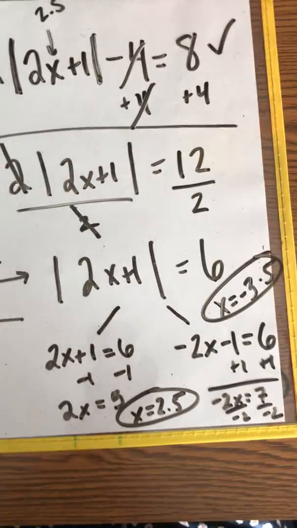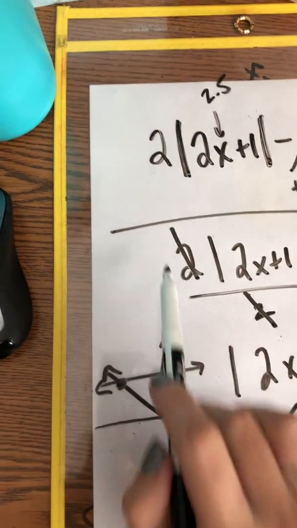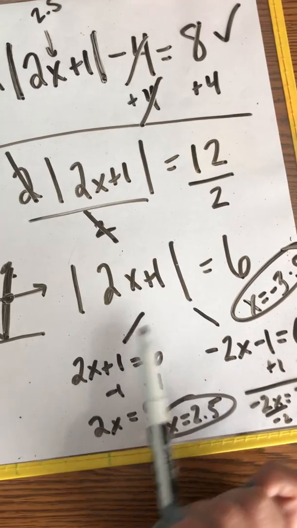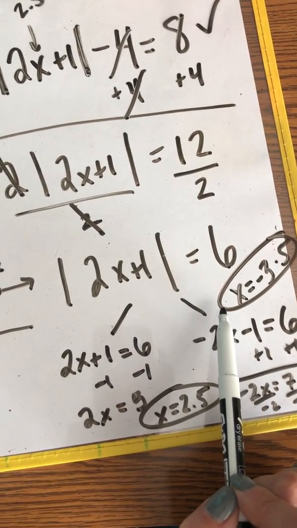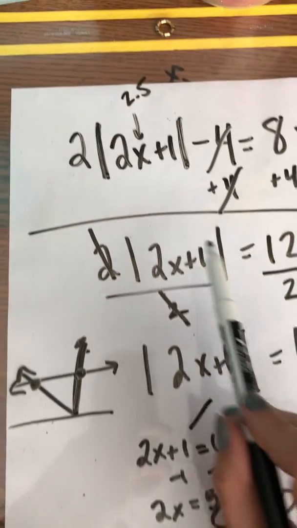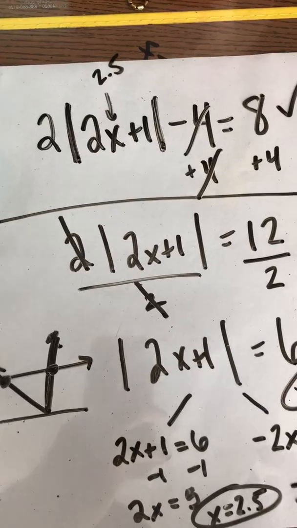So we've been practicing solving equations. Keep in mind that your steps are, first, you need to isolate the absolute value. Then you need to set up two equations. Then you need to solve each equation. And lastly, you need to check that those solutions work by plugging them back into the original. I hope this helps.